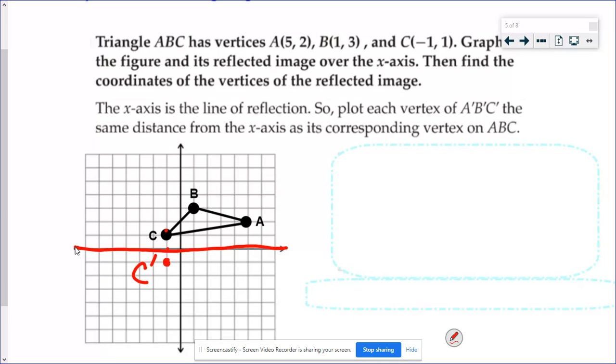Again, because I reflected over the x-axis, the x doesn't change. I'm not moving sideways at all. I'm moving up and down. So C prime, I can just write it right here. Instead of being at -1, +1, it's going to be at -1, -1. I know I'm not doing these in the right order, but that's okay.